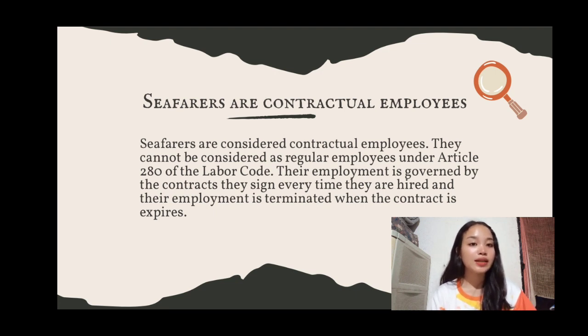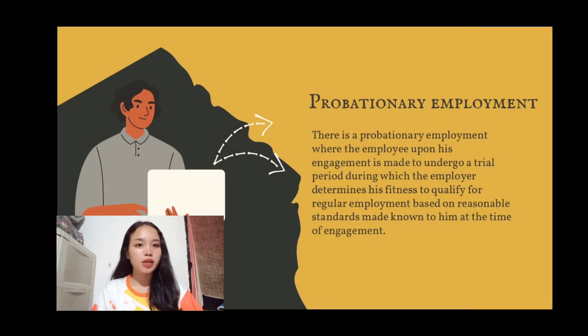These contracts specify the terms and conditions of their employment, including the duration of their service on board a vessel. Unlike regular employees, their employment is not governed by the continuous nature of their work, but rather by the specific terms outlined in their contracts. So, when the contract expires, their employment automatically terminates, highlighting the direct link between their job tenure and the contractual agreements they enter into. Next is probationary employment.